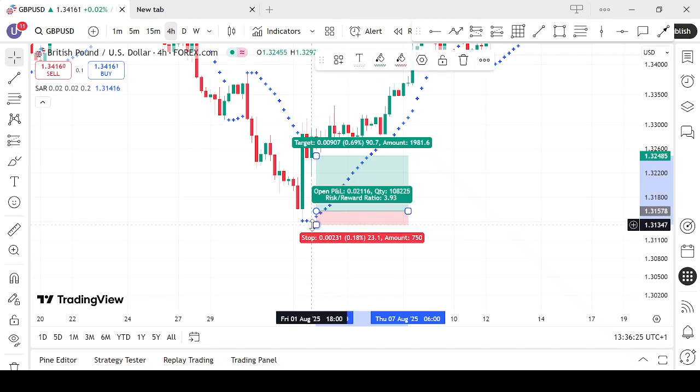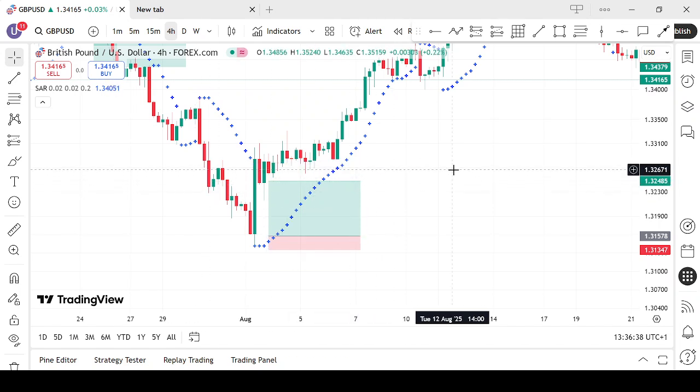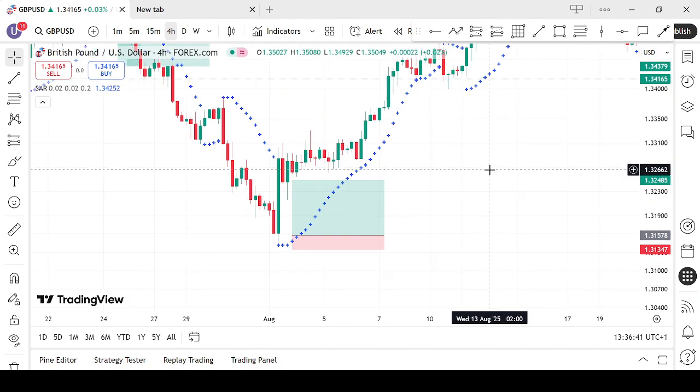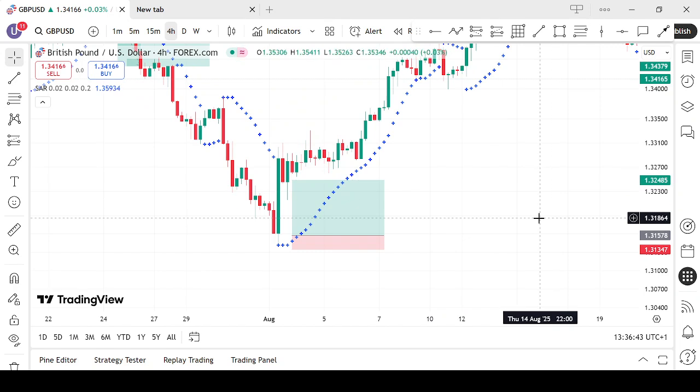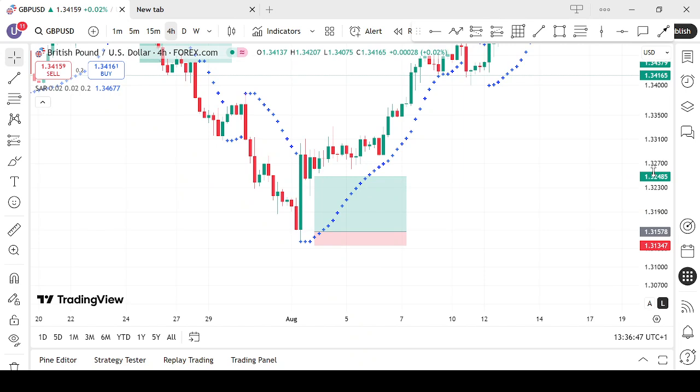Now, for effective risk management, you have to determine your position size based on the distance between your entry point and your initial stop loss. Never risk more than 1 to 2% of your trading capital on a single trade. This disciplined approach ensures that no one single loss can significantly impact your overall trading capital.